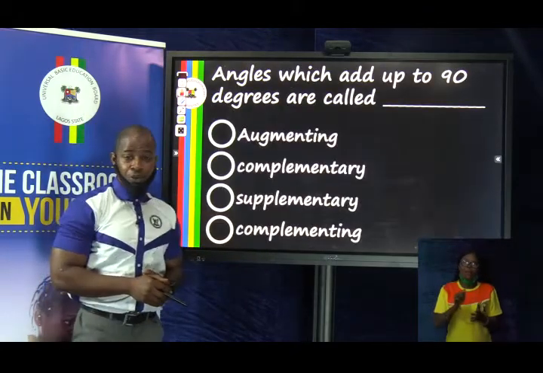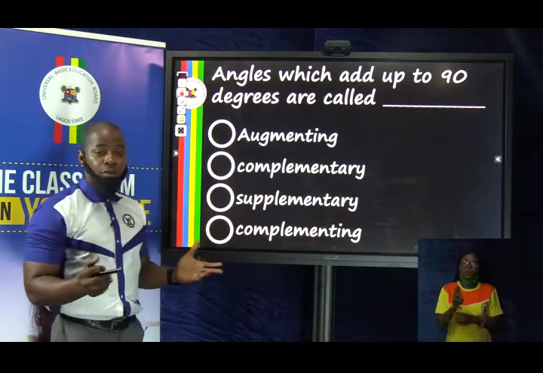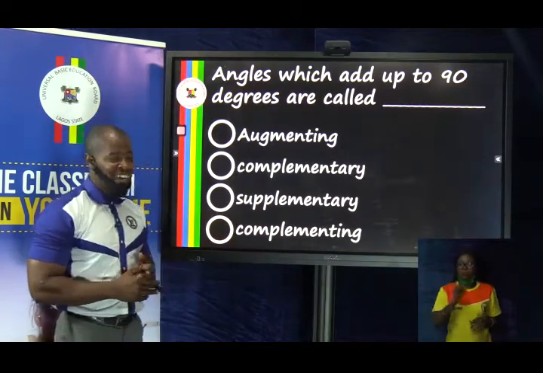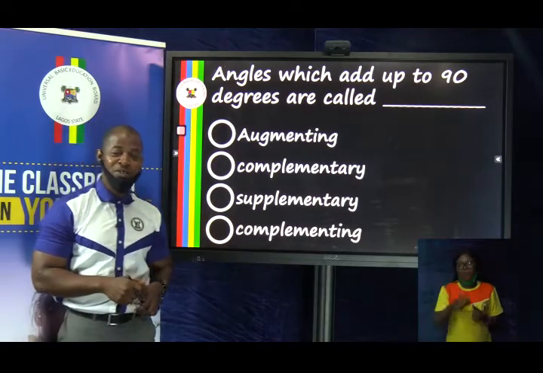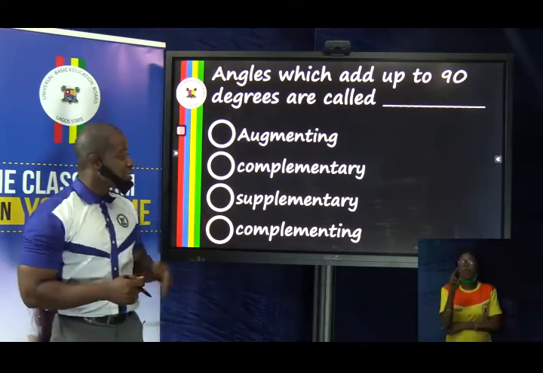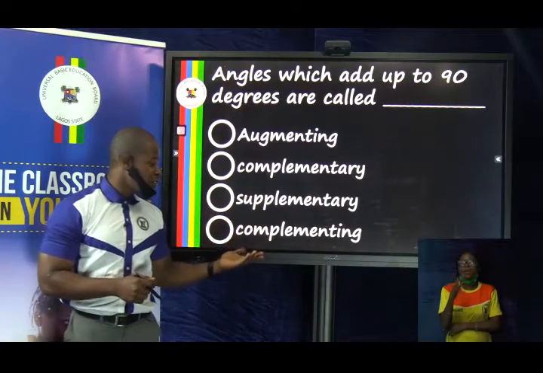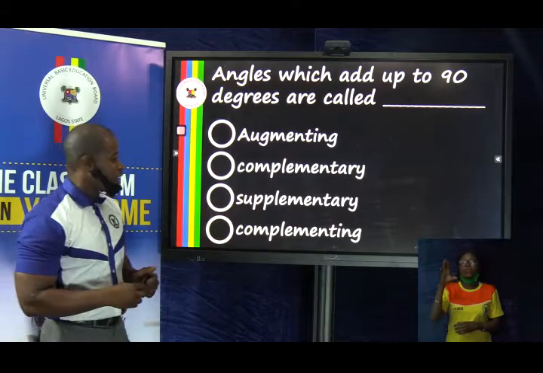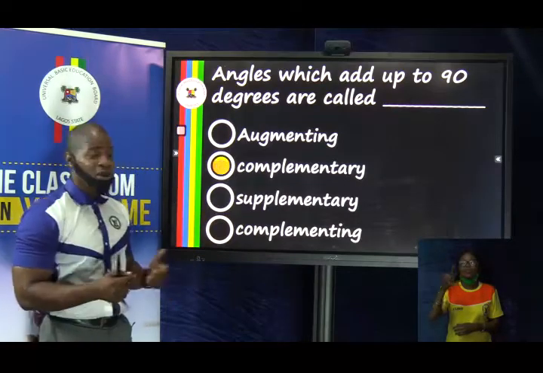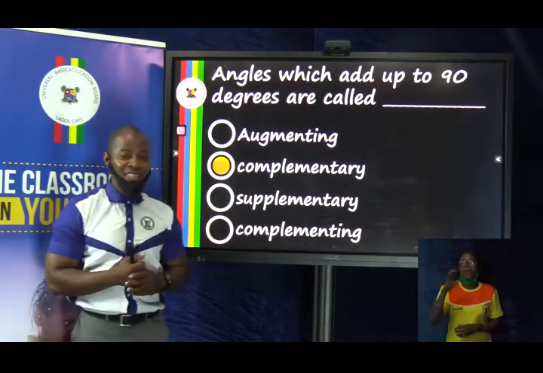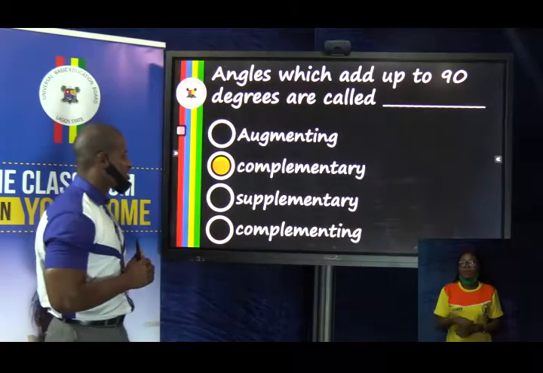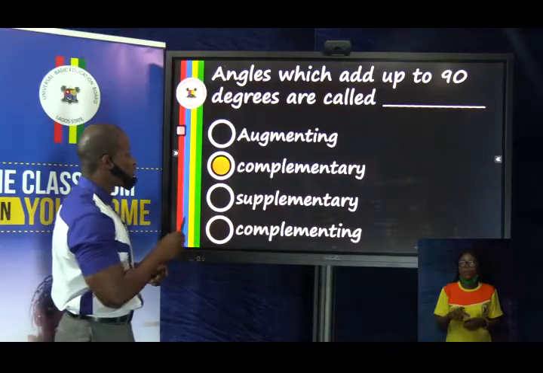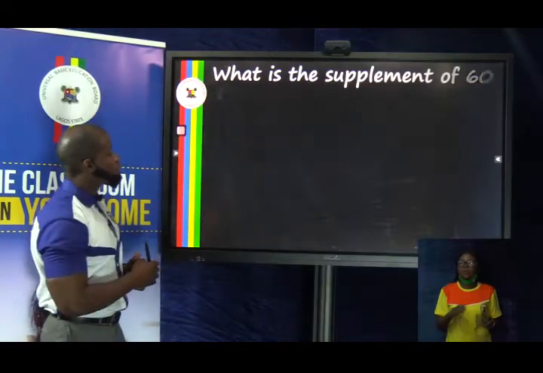Angles that add up to 90 degrees, we call them what? You remember the song? Alright, select the correct answer, then I'll come back to you. We have augmenting, complementary, supplementary, complementing. Which one is it? Okay, the correct answer is complementary. You remember? Coco 90, so. Well, sing that along as you take your own practice during your private time. Let's move on to the next question.